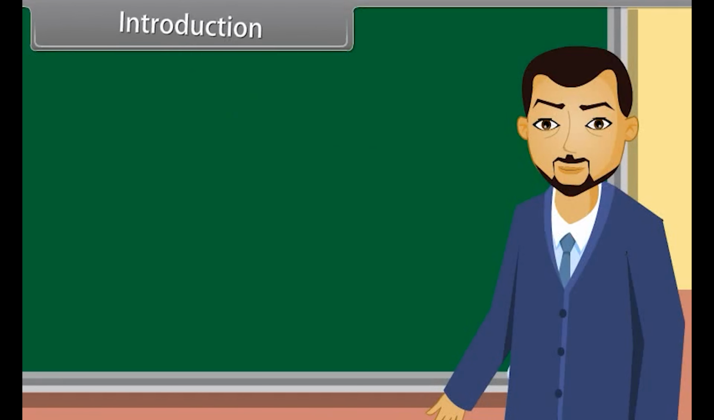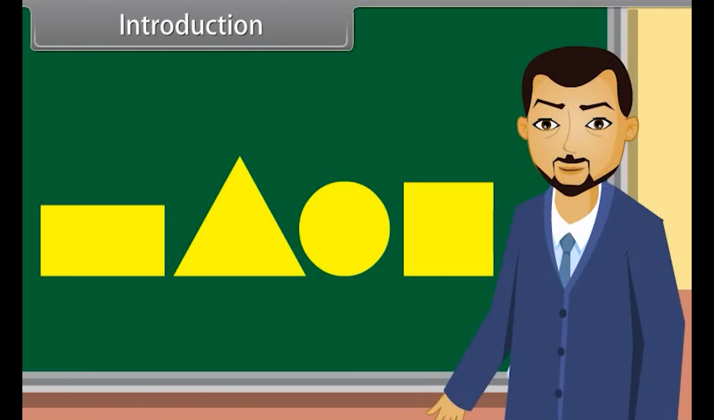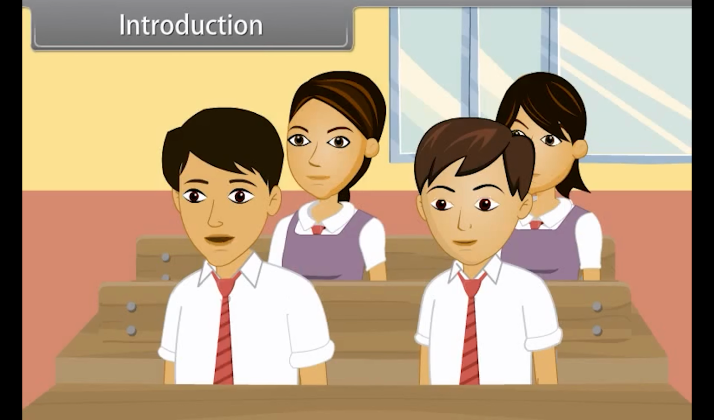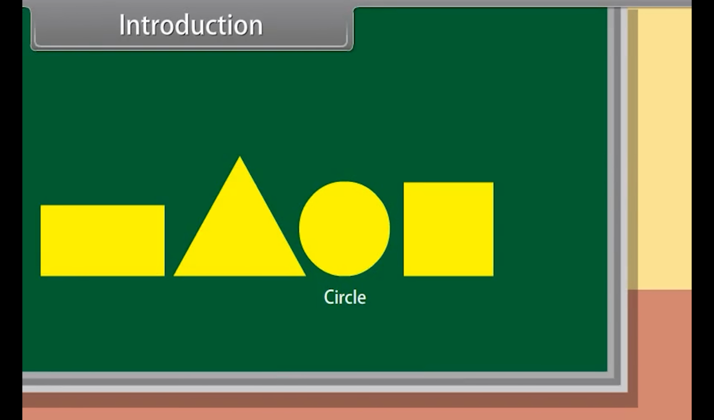Introduction. I will draw some shapes on the blackboard. You have to tell me their names. This is a circle. And this is a rectangle. This is a triangle. And this is square, sir.